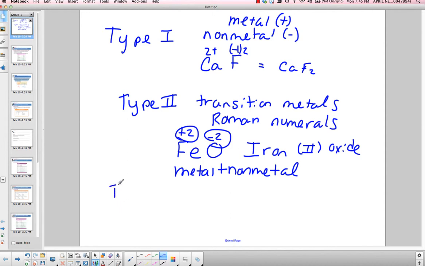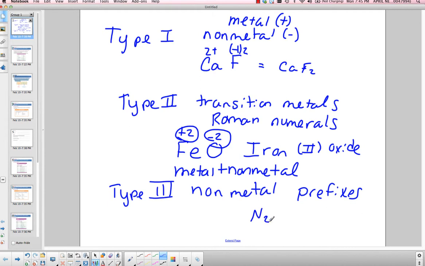Okay, type 3, we get away from our ions just a bit. And these focus on just nonmetals. That's it, just nonmetals. If you do not see a metal, then you use prefixes to name these. So let's do this. N2O3. Nitrogen is a nonmetal, oxygen is a nonmetal. We do not see a charge here. So therefore we have to name this with our prefixes. If you look on the back of my periodic table, I gave you a little chart, and we would name this dinitrogen trioxide. Very easy.